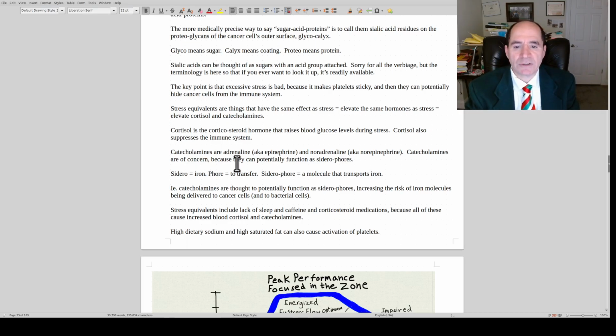Stress also elevates the hormones adrenaline and noradrenaline. They're also called epinephrine and norepinephrine, and they can function as siderophores. Sidero means iron, phore means to transfer, and they can potentially be transferring iron to the cancer cells. That's what you don't want, because they can do that to bacteria. That's another reason why you get more infections when you're stressed out, because you're enabling more transfer of iron to bacteria, for example, and your immune system's not working as well due to the suppression by the cortisol. Okay, so it's a double bad.